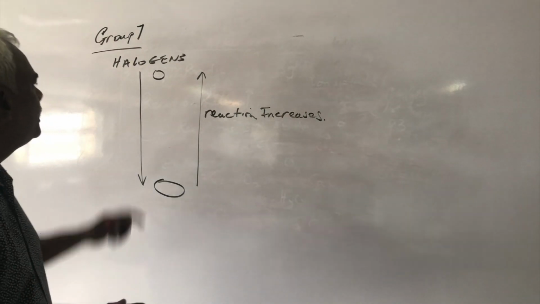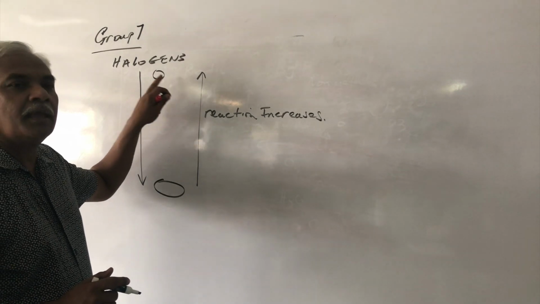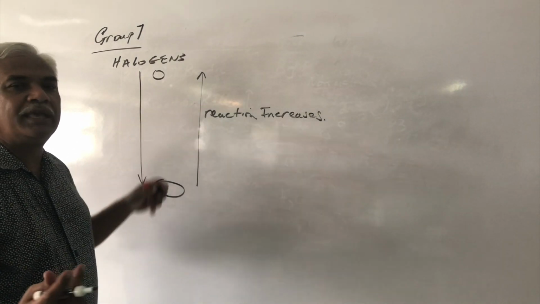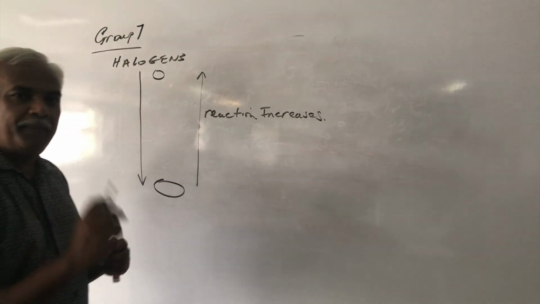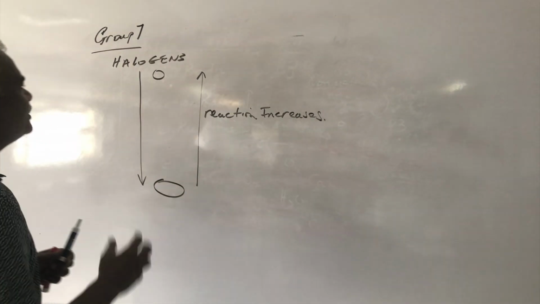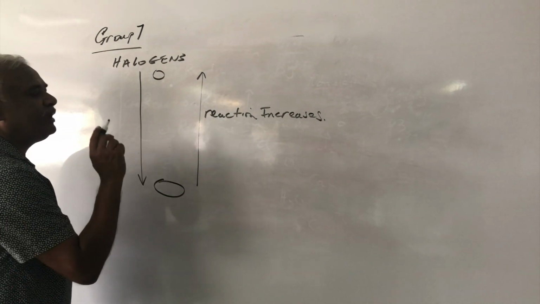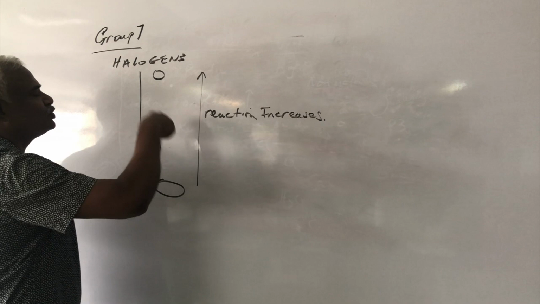Why is that so? The smaller the atom, the easier it is to gain the electron. And remember, in group 7, it needs one electron to complete the shell. And so the smaller atom will attract the electron faster. The reaction will increase as we go up.